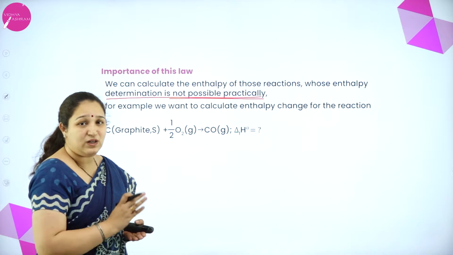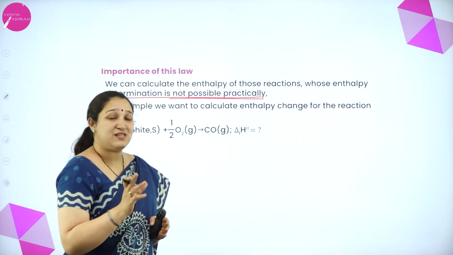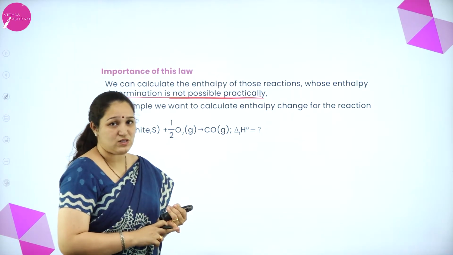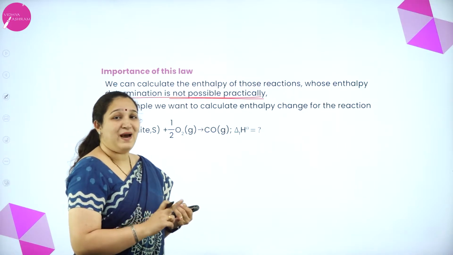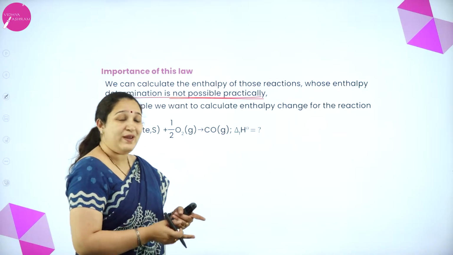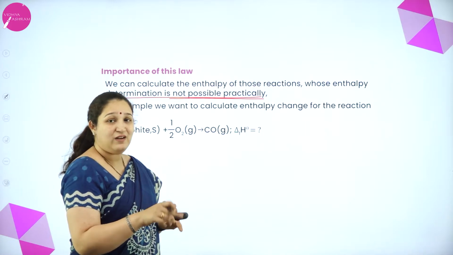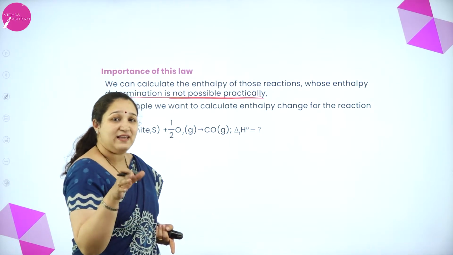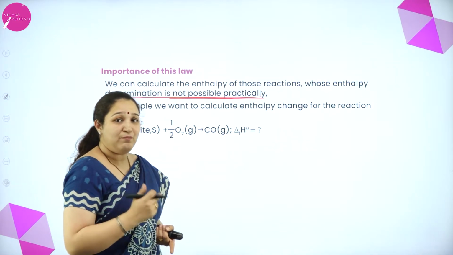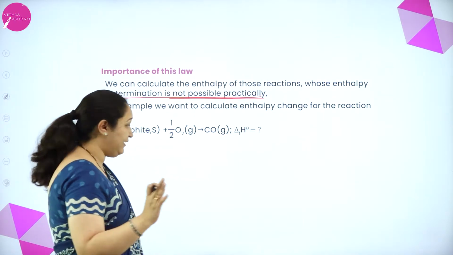Now, how can I do this? We know that formation of carbon dioxide is very easy. The enthalpy of formation of carbon dioxide is minus 395.5 kilojoules per mole. Also, when carbon monoxide reacts with oxygen, it will form carbon dioxide, and the enthalpy for carbon dioxide formation from carbon monoxide is minus 283 kilojoules per mole. So I will write it here.